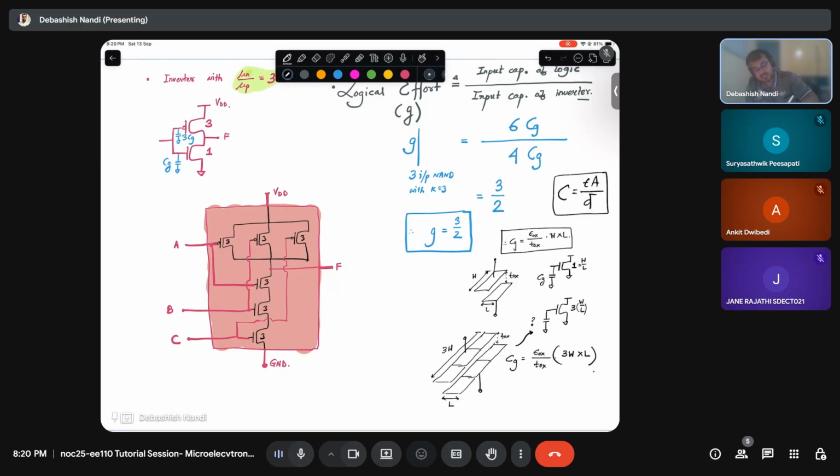So if this is CG, so what will be this one? Are you able to understand why it will be 3 CG?